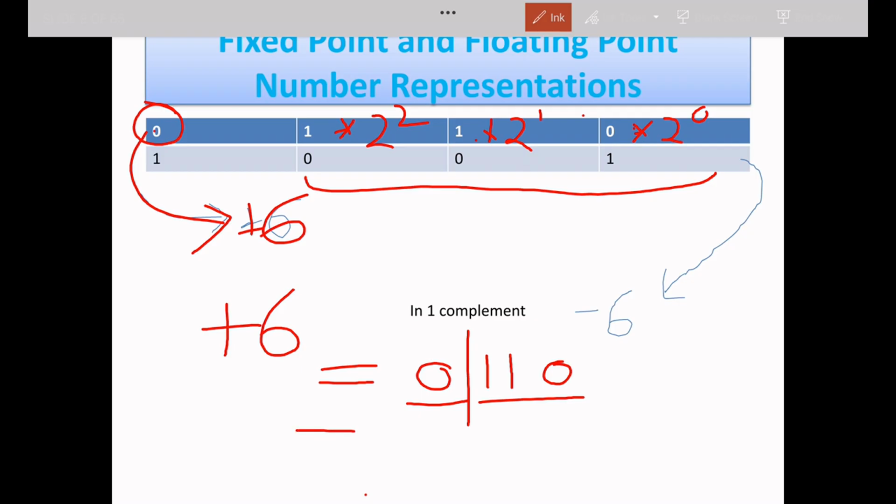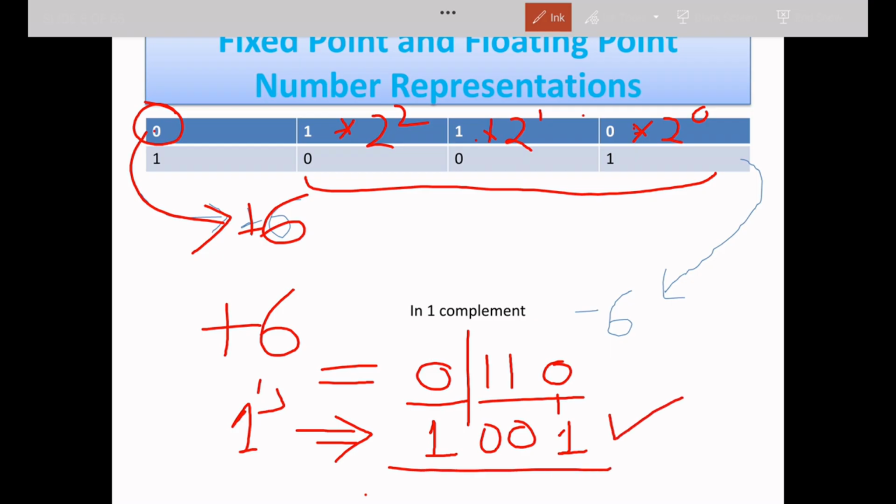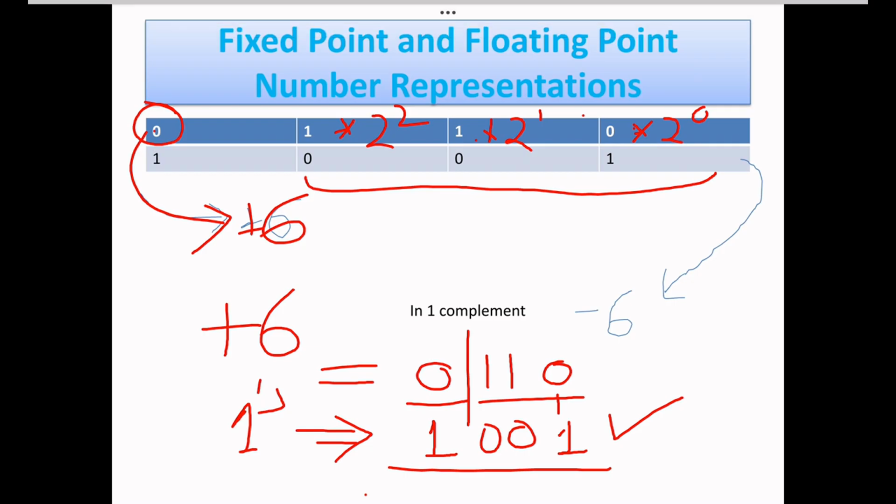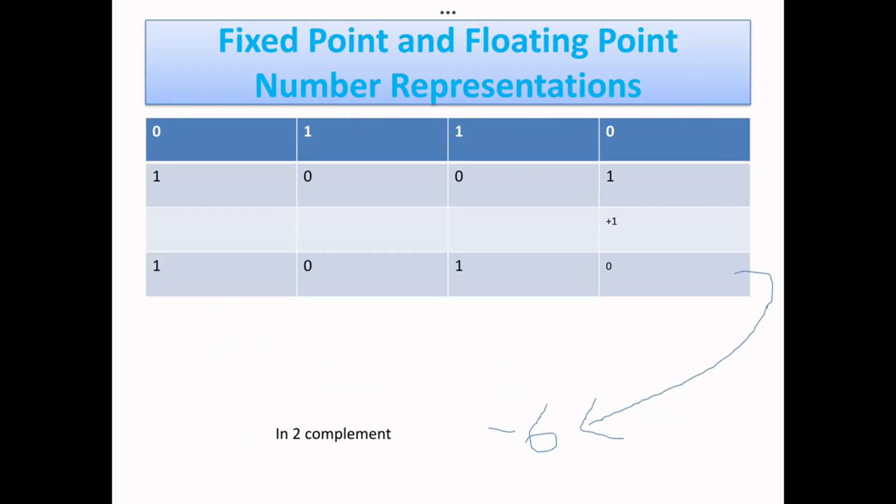If you are finding the 1 complement, what will you write? You will change 0 to 1, 1 to 0, 1 to 0, 0 to 1. So this is the 1 complement. But 1 complement is useless. Already we discussed why. Okay, so we are going to the second complement.